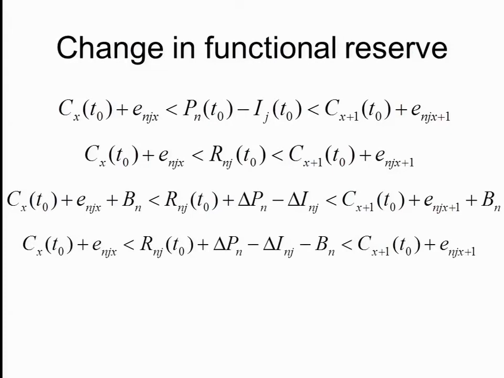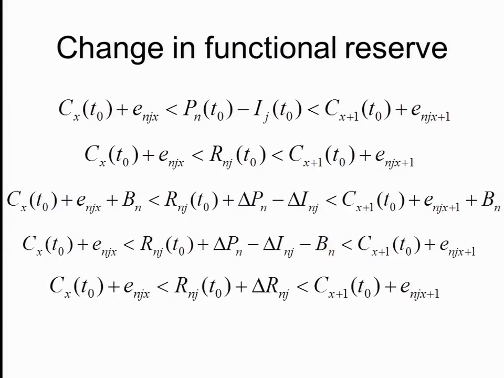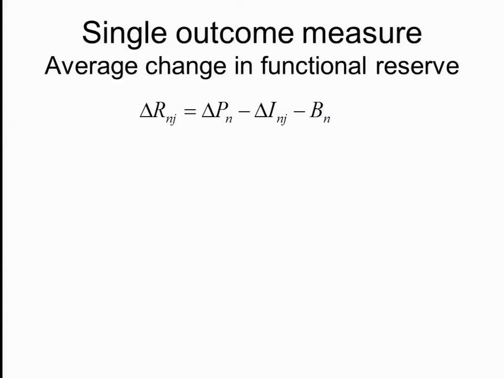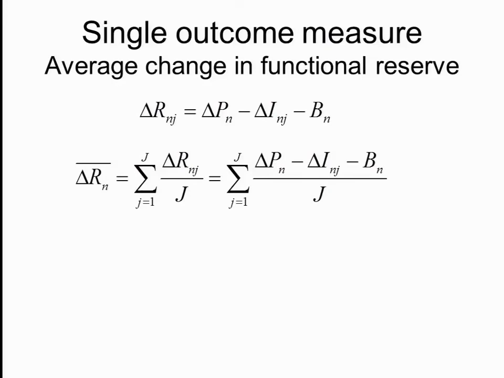We can take the B out of this equation and subtract B from everything, and it'll show up here. So we can put all the terms that could be the outcome and add that to functional reserve. We could summarize those change terms with a single change in functional reserve, delta R sub n j, where that is just the combination of the terms that we collapsed into that. Just a repeat of that last step.